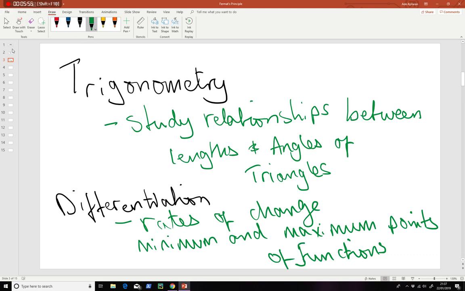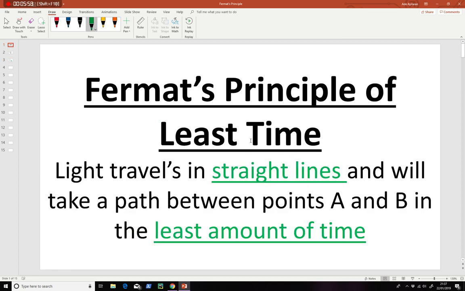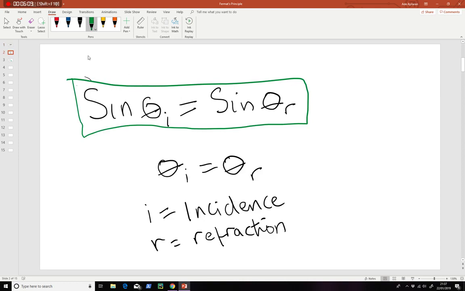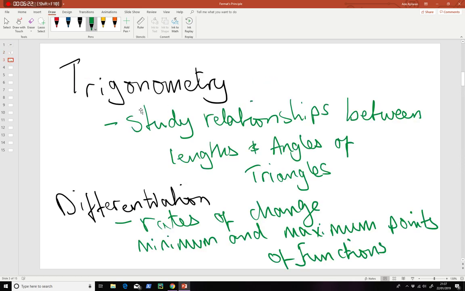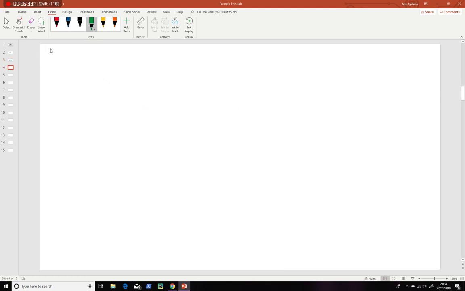So, to go over Fermat's principle of least time, it talks about light traveling in straight lines, and that it will take the least amount of time when traveling between two points A and B. And it directly defines the law of reflection, which is the angle of incidence equals the angle of refraction. And in order to prove this, we are going to be using trigonometry and differentiation. And I apologize for my handwriting. I'm still getting used to the pen here. My handwriting's bad anyway, but let me use that as an excuse for now.